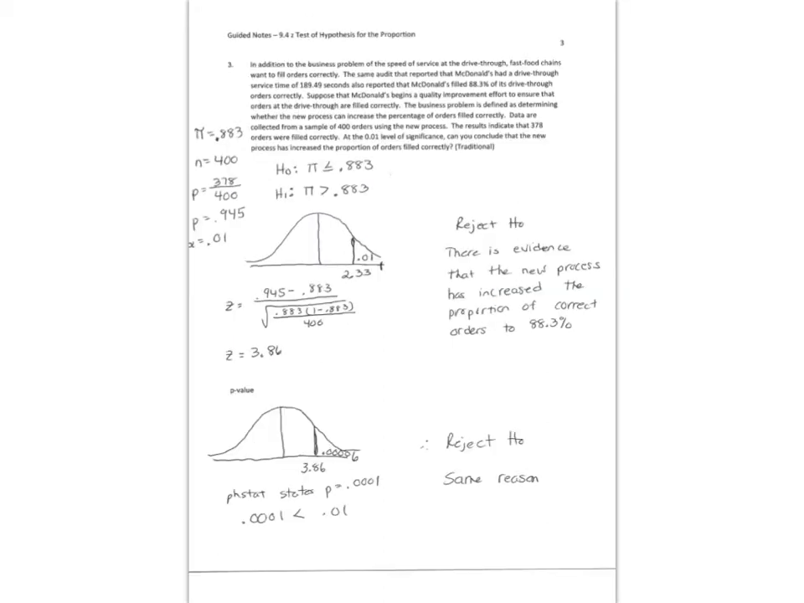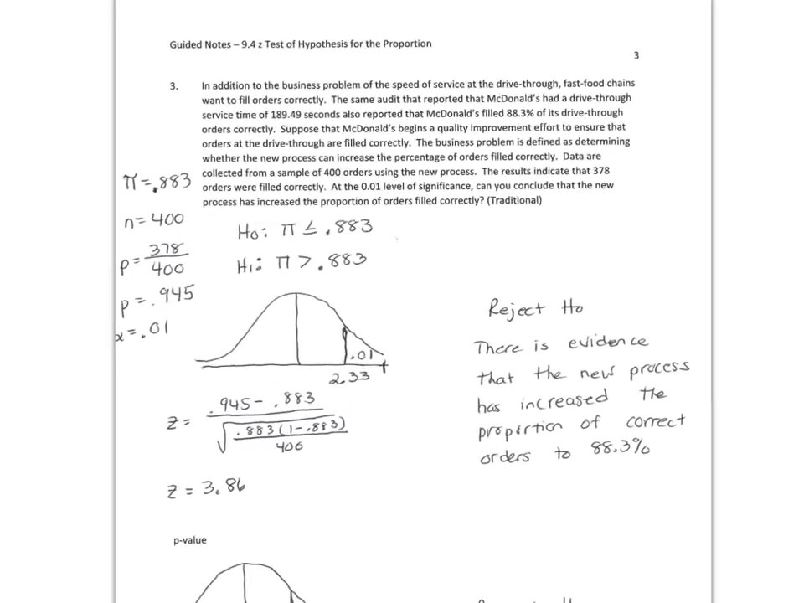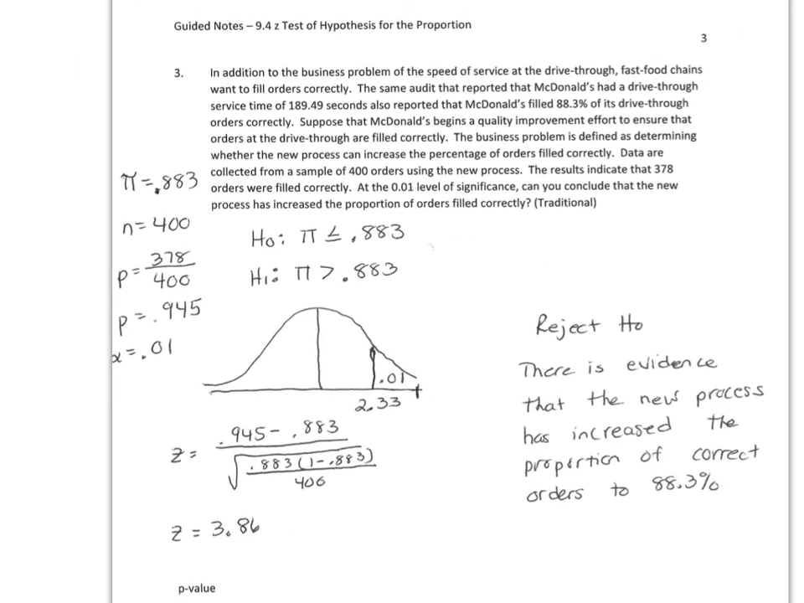All right, read the problem. You know what to do. What am I trying to find here? Data are collected from a sample of 400 orders using the new process. The results indicate 378 were filled correctly. At the 0.01 level, can you conclude that the new process has increased the proportion of orders filled correctly? So that's why increase. That's why you got a greater than here. That means H sub 0 will be less than or equal to.